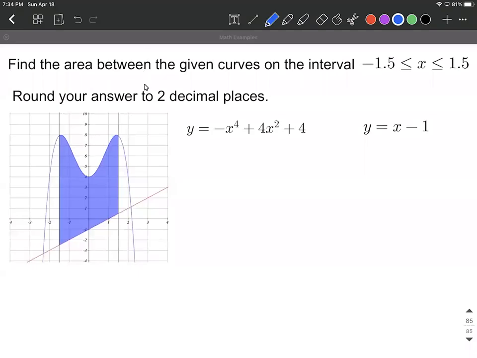Okay, on this example, we're trying to find the area between two given curves on a specified interval. So from -1.5 to +1.5 for x values. And then we're going to round our solution to two decimal places.